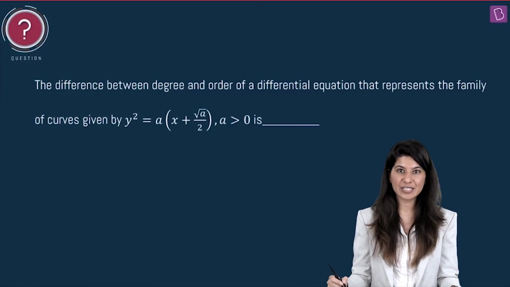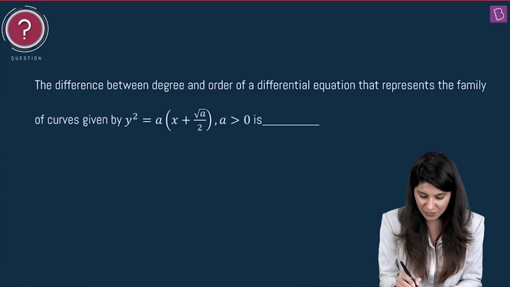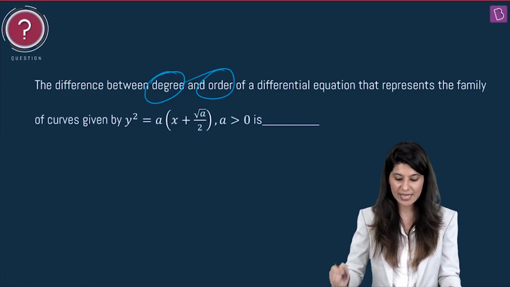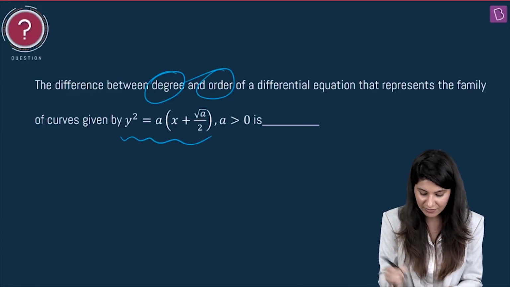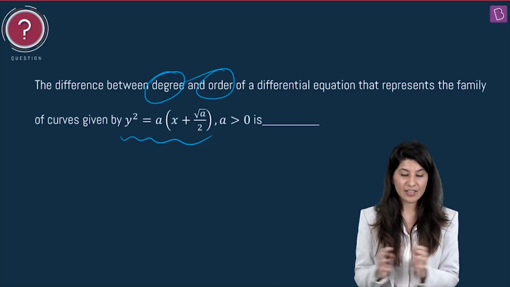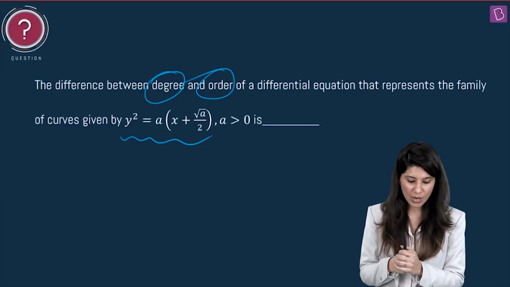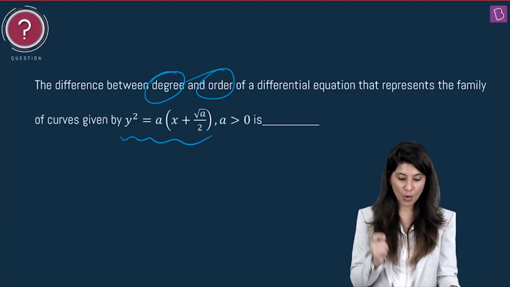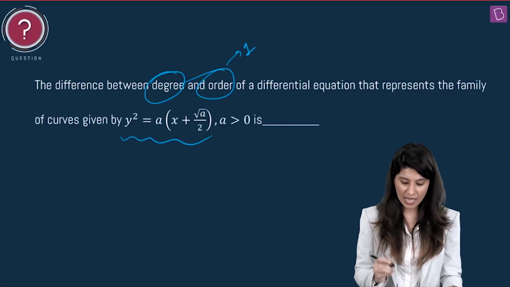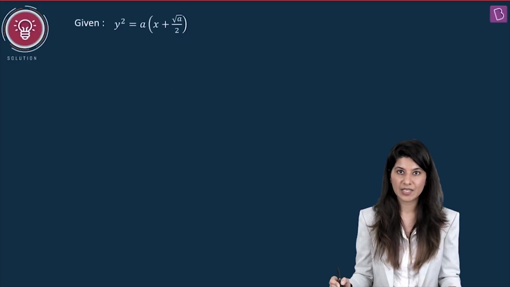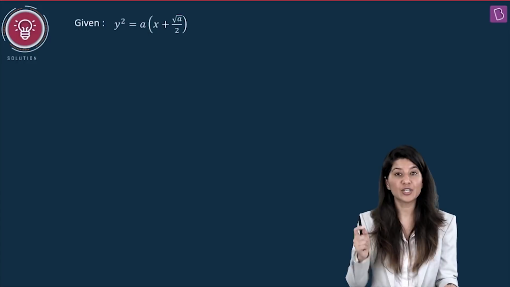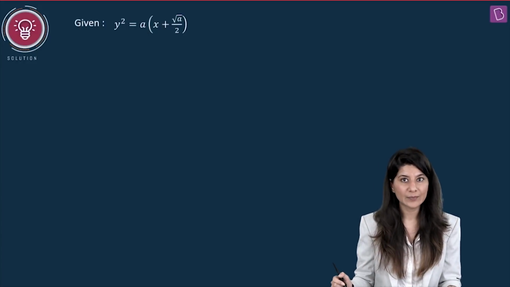From the chapter differential equations, we have our question in which we need to figure out the difference between degree and order of a differential equation that represents family of curve given by this, where a is greater than 0, a is a parameter. If I talk about the order specifically, so I can see only one parameter is there, so order would be exactly 1. And in fact, we need to differentiate it only once. How do we form differential equation? We need degree. For degree, we need to differentiate it and we need to form a differential equation. Then only we can comment on degree, right?